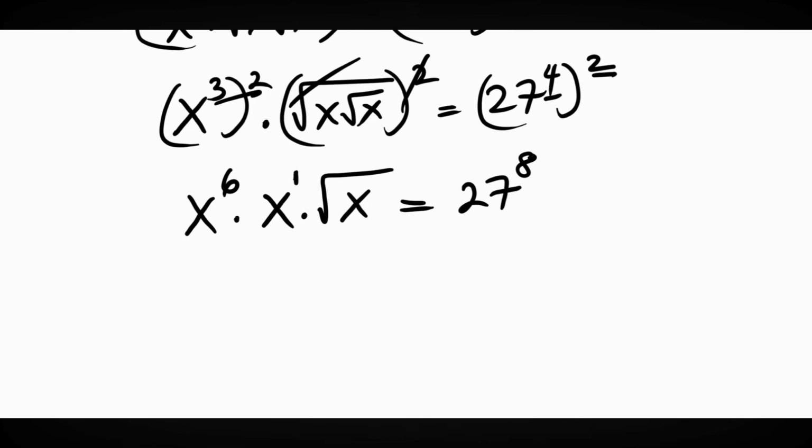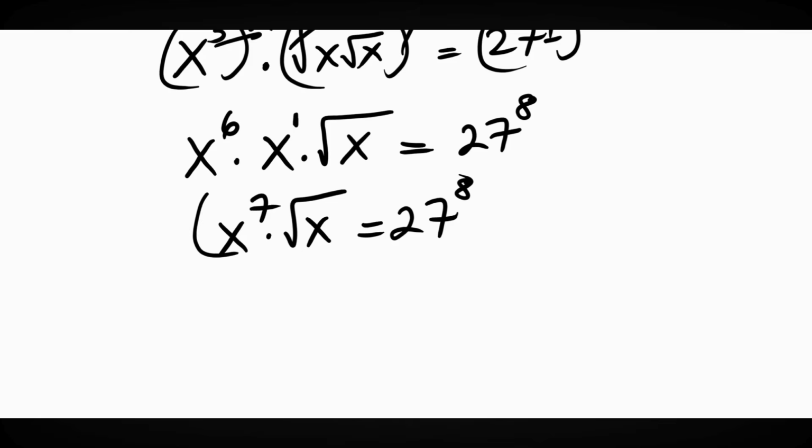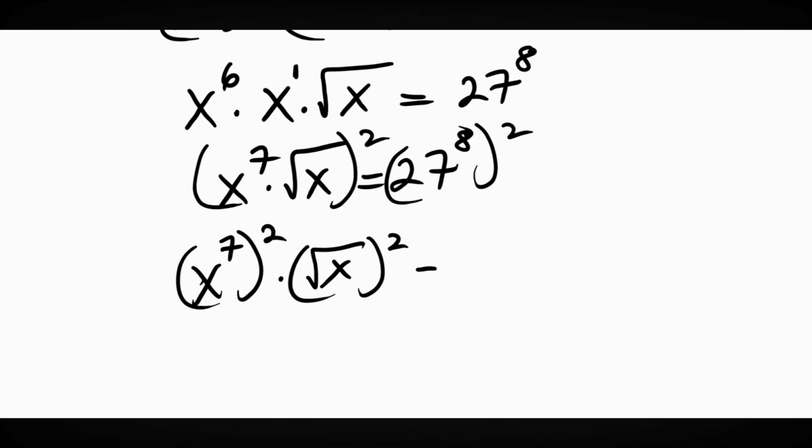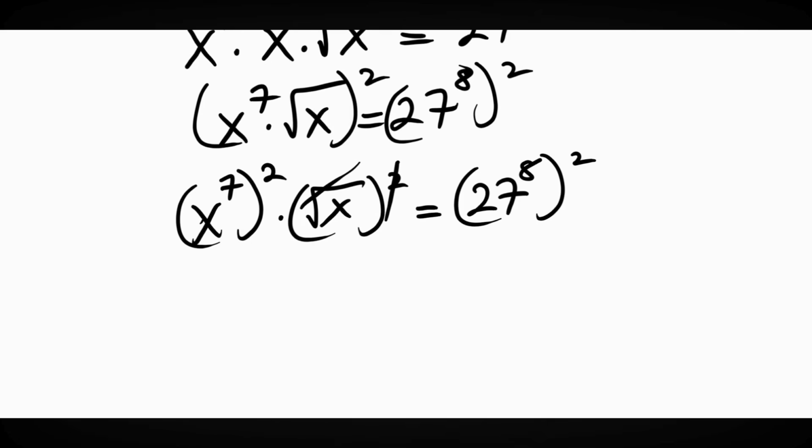So x here is also x raised to power 1. So we're going to add the powers and it becomes x raised to power 7 root of x equals 27 raised to power 8. So we square both sides again to get rid of the square roots. So now we have x raised to power 7 times root of x, all squared, equals 27 raised to power 8, all squared. Okay, these 2 cancel the square root.